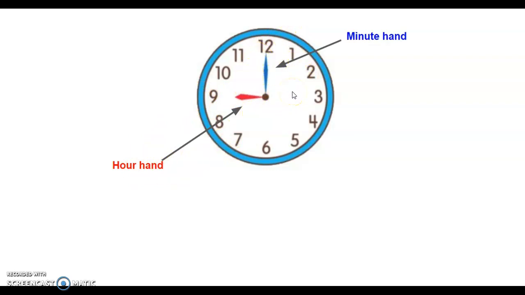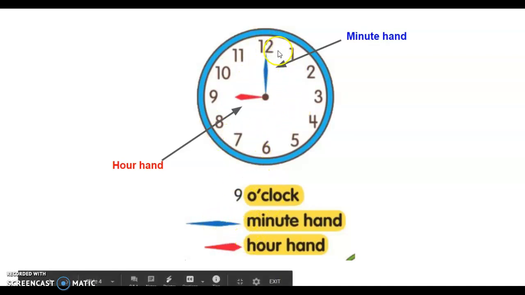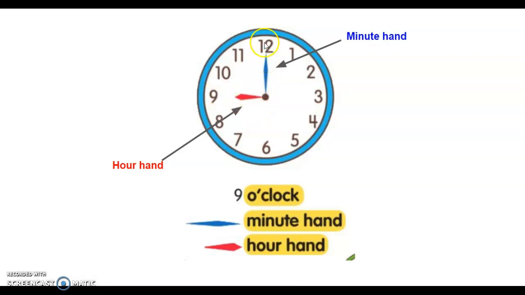So looking at this clock, we're going to start with the hour hand. What number is the hour hand pointing to? It's pointing to the 9. So we know that the hour is 9. And remember, the 12 represents how many minutes? 0, or o'clock, because we're starting the new hour. So it's 9 o'clock. This is our minute hand and our hour hand. So this clock is showing us 9 o'clock because the 12 is a 0. So it's a new hour. It's just 9 o'clock.